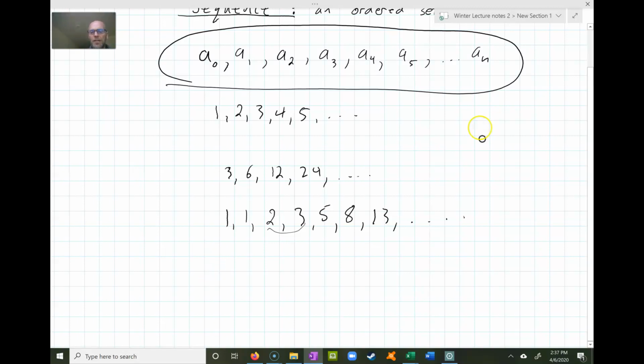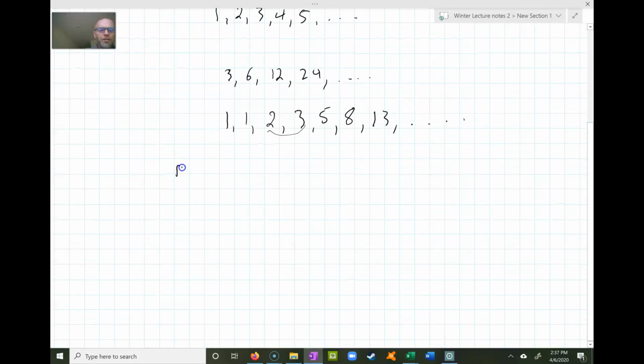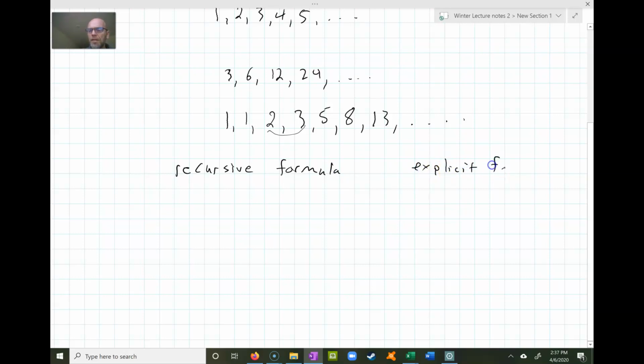There is a recursive formula, and an explicit formula. Depending on the sequence, it's easier or harder to come up with these different types of formulas.